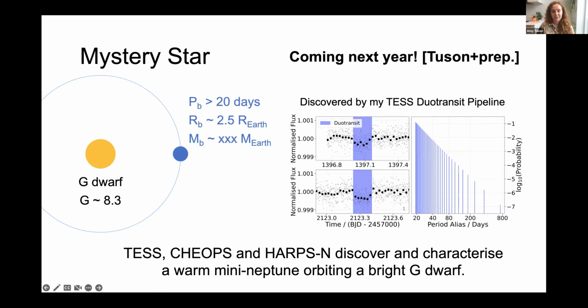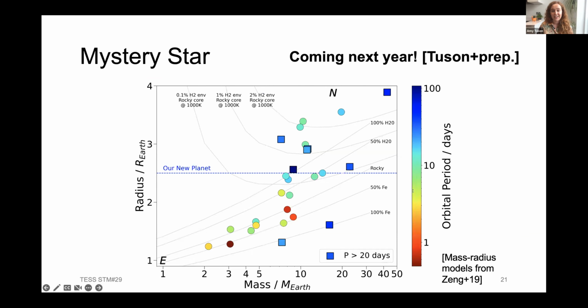The other system that I'm leading will remain anonymous because this one is not a TOI. This is the duo transit from my pipeline that I showed you earlier. So with TESS and CHEOPS, we have discovered a warm mini Neptune-sized planet orbiting a bright G-dwarf. We also have ongoing HARPS North observations to measure the planet's mass. So when combined with the radius, we'll be able to compute the bulk density and infer its composition. This will be a really exciting result.